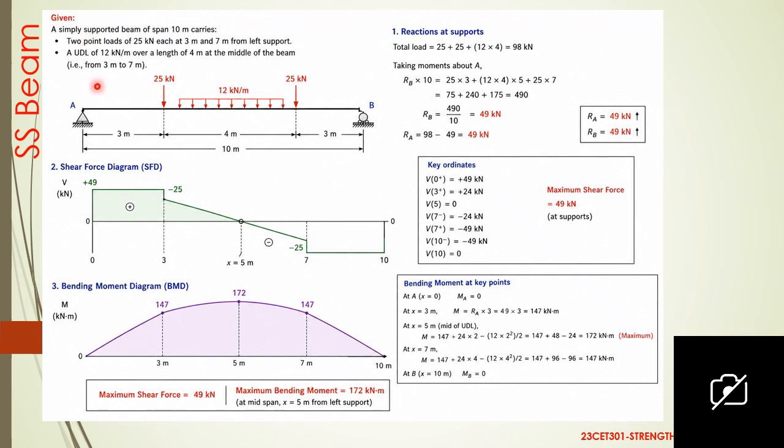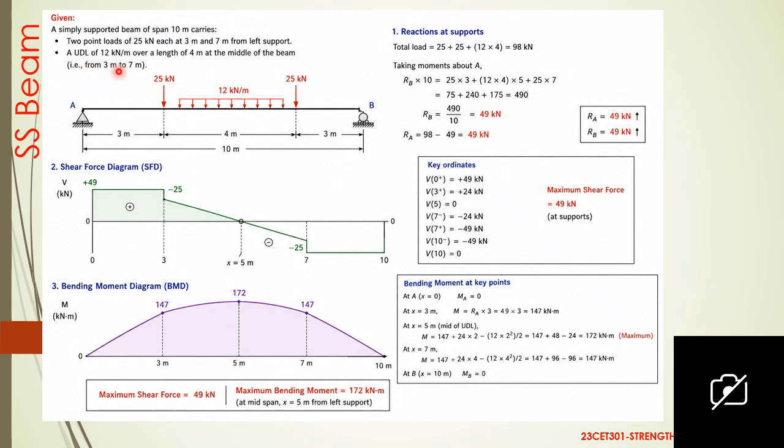Dear students, so far we have seen a simply supported beam with the point load, and a simply supported beam with uniformly distributed load, separately. Here we are going to see a simply supported beam with the point load as well as uniformly distributed load. So here the problem is given as a simply supported beam of span 10 meter carries two point loads of 20 kilonewton each at 3 meter and 7 meter from left support.